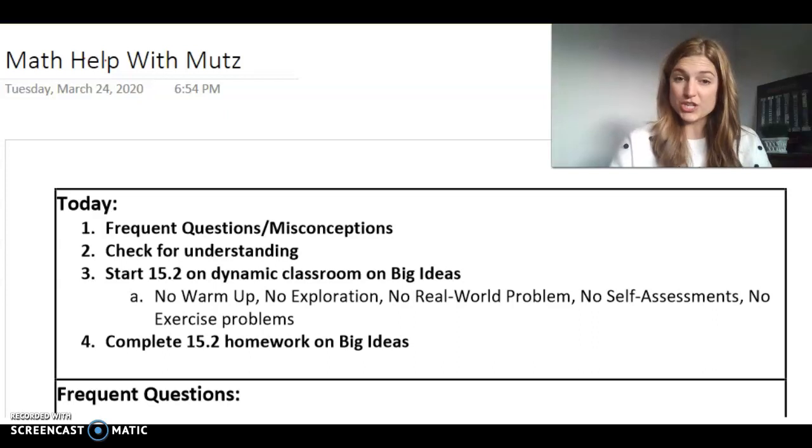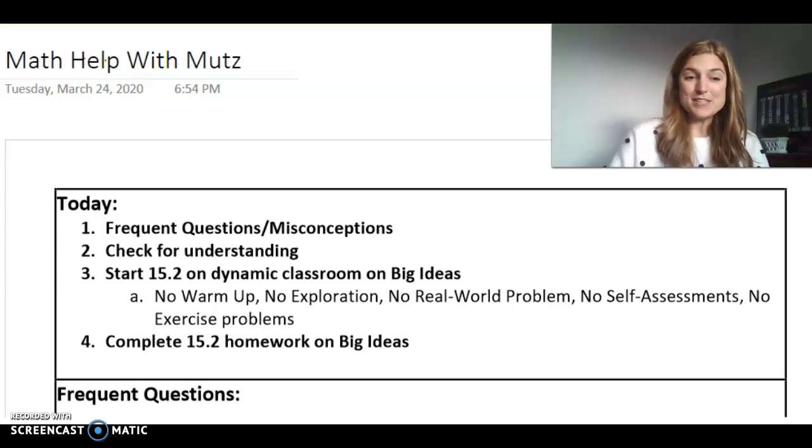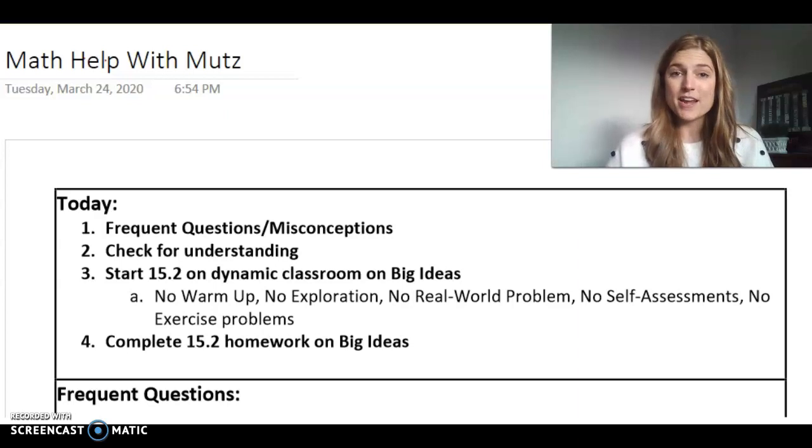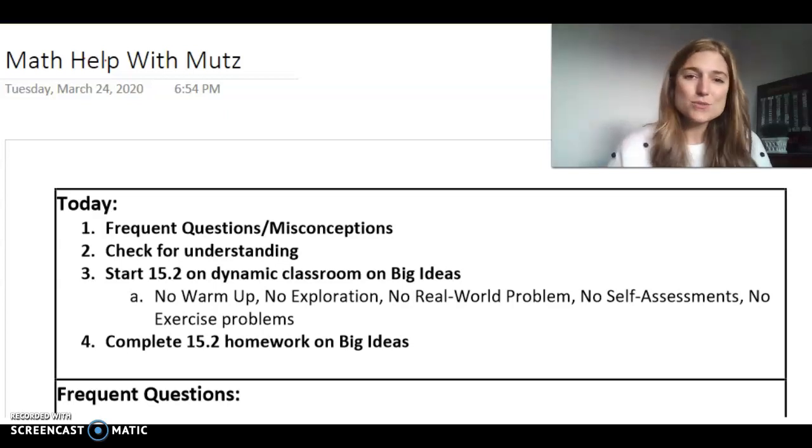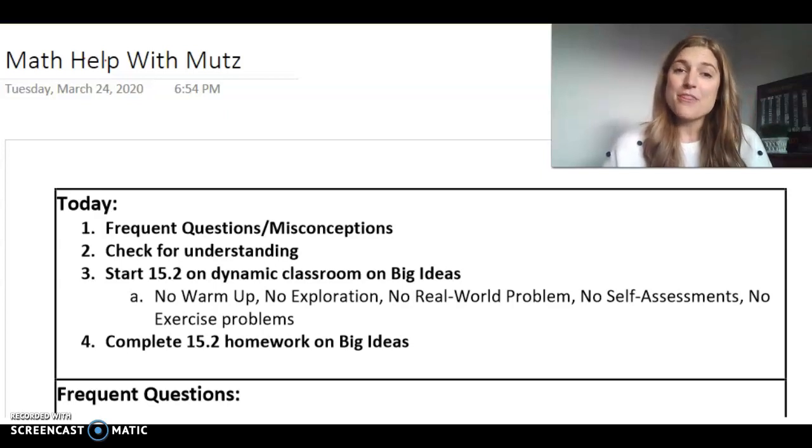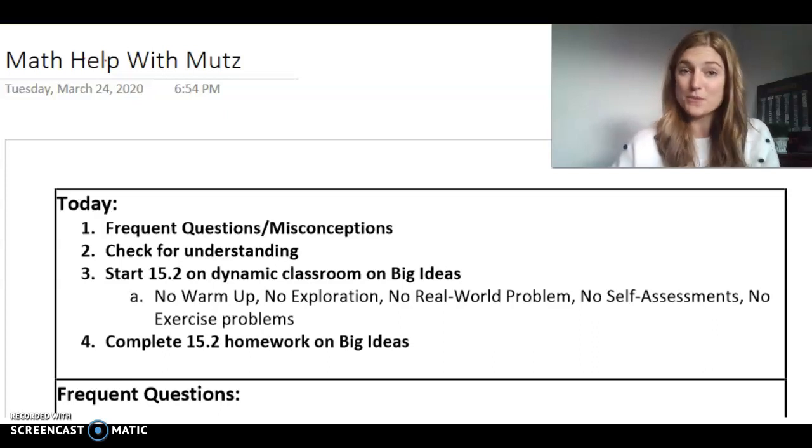And then we're going to do a check for understanding. So I'm going to give you a couple practice problems that you can do on your own to make sure you're still on track. And then I'm going to have you start 15.2 on Dynamic Classroom on Big Ideas. I'm going to show you how to get there and what I expect you to do while you are in Dynamic Classroom, because I know there's been a lot of questions. Do I need to do the exercise questions and all that jazz? So I want to make sure that I hit those questions and show you what I do need you to do and what you don't have to do.